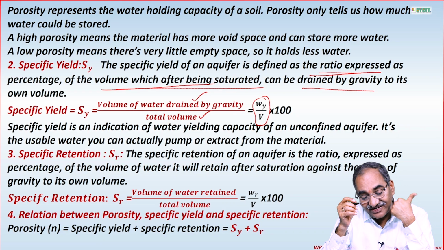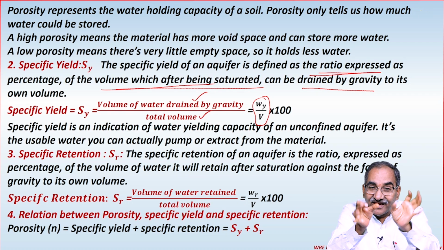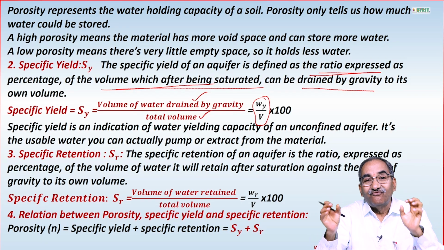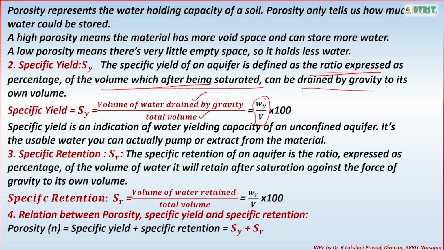Whereas what is specific retention? Specific retention means the volume of water that is retained, the volume of water that cannot be drained away by gravity, water which is retained in the soil. The volume of water retained divided by total volume, expressed as a percentage, is what we call specific retention. The total holding capacity is porosity. Out of that, some water is drained, that is specific yield. Some water is retained, that is specific retention.